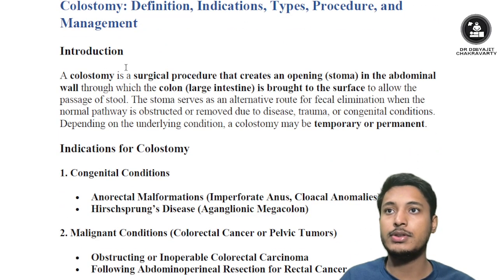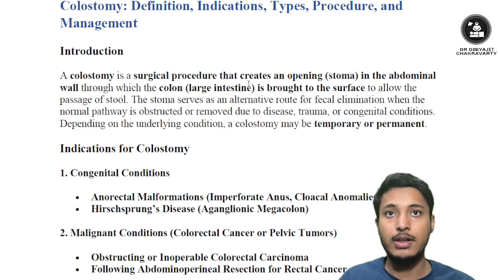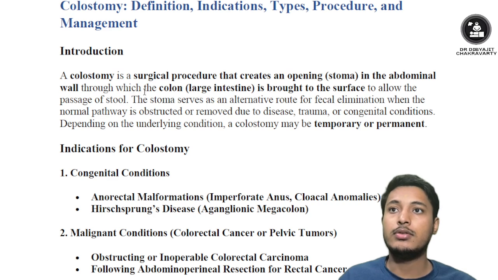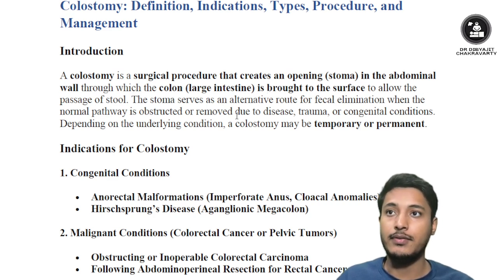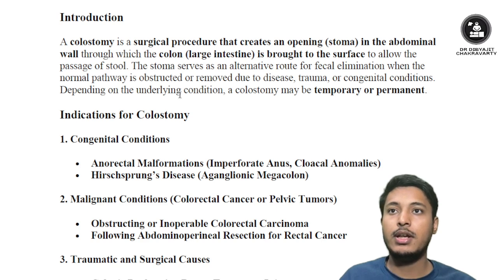Coming to colostomy, which is a surgical procedure that creates an opening, that is the stoma, in the abdominal wall through which part of the colon is brought out to the surface to allow the passage of stool. The stoma serves as an alternative route for fecal elimination when the normal pathway is obstructed or removed due to disease, trauma, or congenital conditions. Depending on the underlying condition, a colostomy may be temporary or permanent.